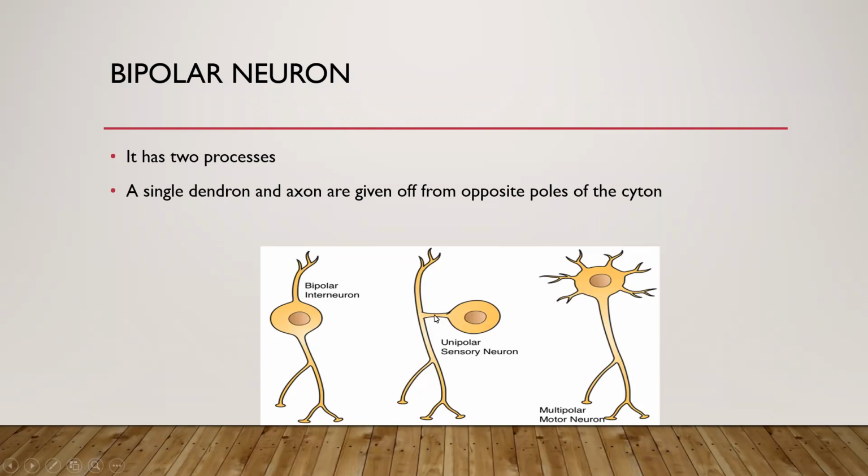In unipolar, they appear from a single point. Yes, from a single point, dendron and axon were given out. But in bipolar, what happens? Axon and dendron are given from the opposite direction.